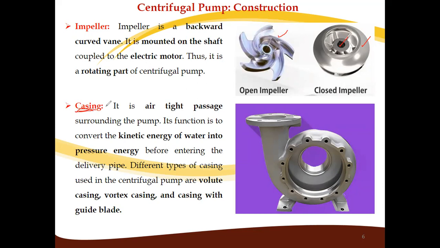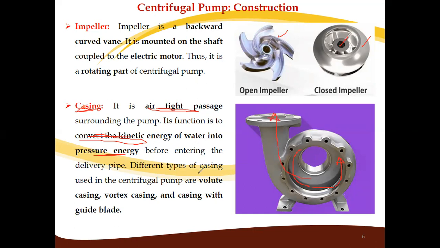A casing is an airtight passage which surrounds the pump. The function of the casing is to convert kinetic energy of water into pressure energy before it enters the delivery pipe. Because of the movement of this impeller, the water gains kinetic energy, and because of the casing, the pressure of the water increases. So kinetic energy gets converted into pressure energy by means of this casing, and due to this, the water gets delivered from this delivery pipe.